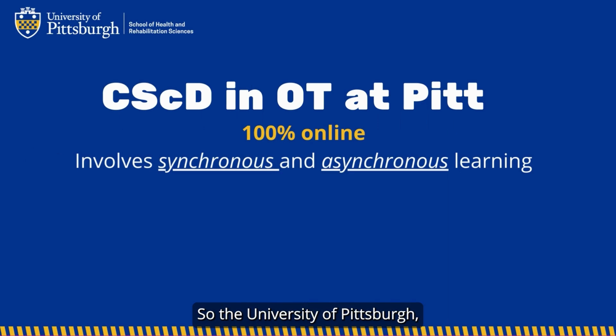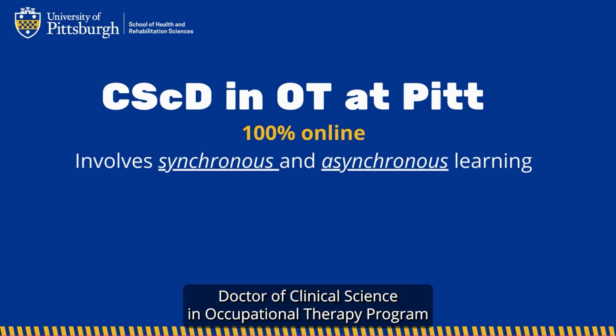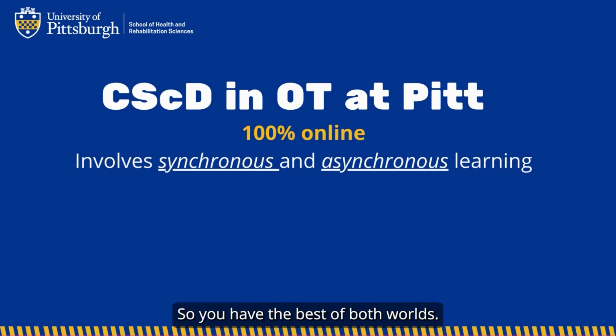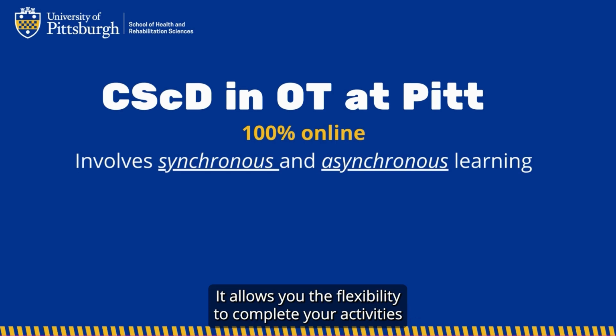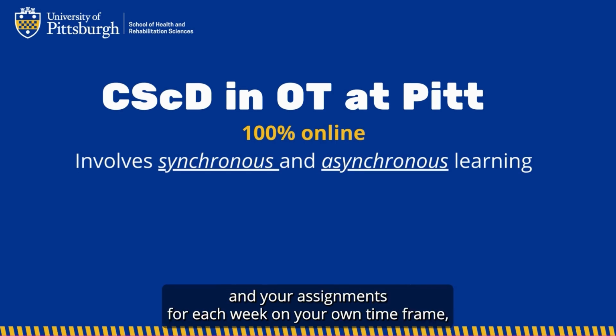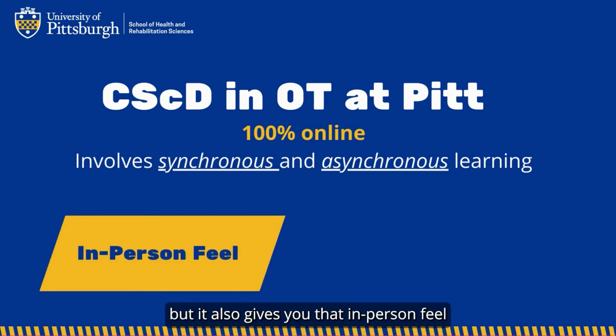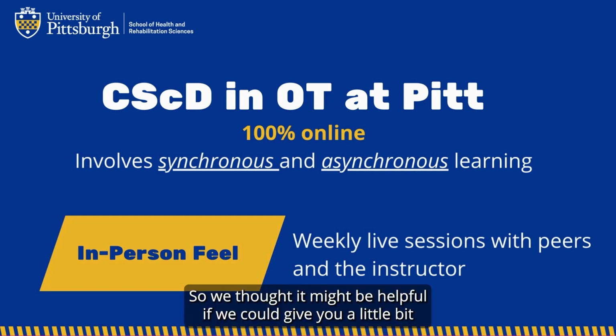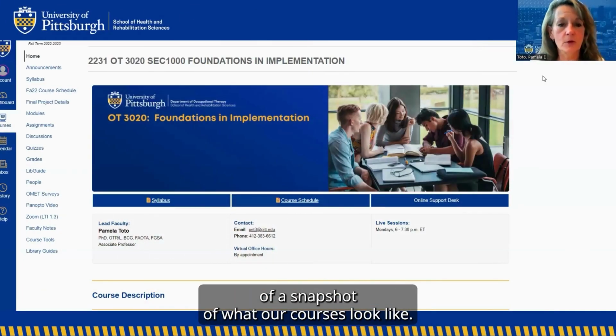So the University of Pittsburgh Doctor of Clinical Science and Occupational Therapy program is an online program that includes synchronous and asynchronous learning. So you have the best of both worlds. It allows you the flexibility to complete your activities and your assignments for each week on your own time frame, but it also gives you that in-person feel with weekly live sessions with your peers in the course and also with the course instructor. So we thought it might be helpful if we could give you a little bit of a snapshot of what our courses look like.